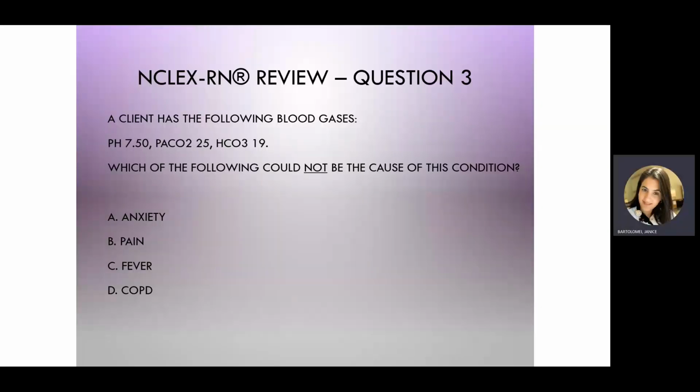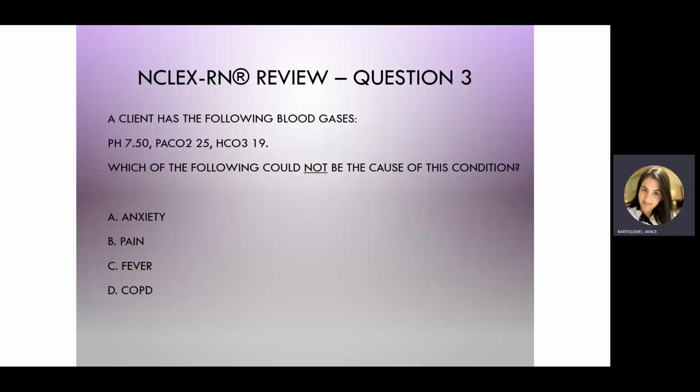Okay, so which is not one of the causes here? Well, anxiety makes you hyperventilate. Pain makes you hyperventilate. Fever makes you hyperventilate. So our option is CO2.